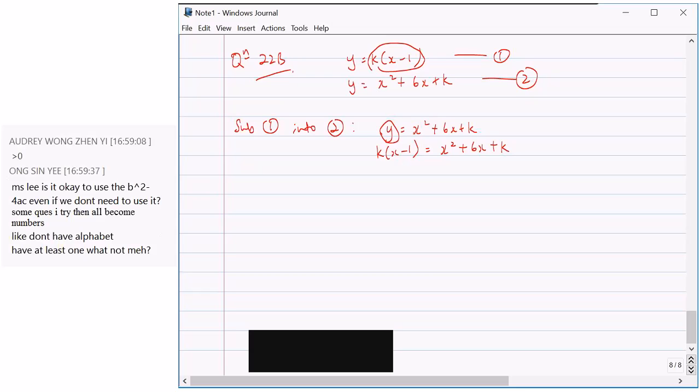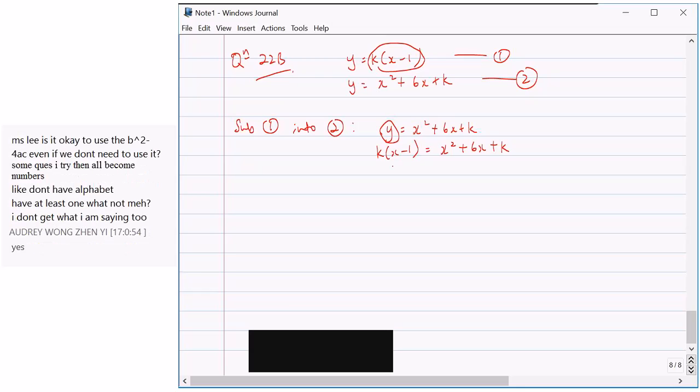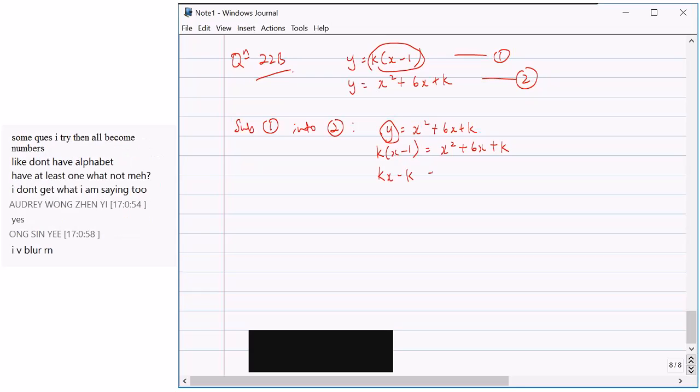Okay, I continue first for this. So my y in equation 2, I change it to k bracket x minus 1. Understand why? Okay, I expand. Kx minus k equals x squared plus 6x plus k. Okay, never mind. I'll help you. You wait first. Then what do I do, Audrey?